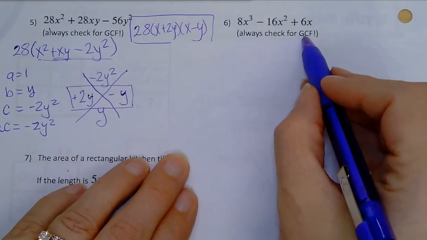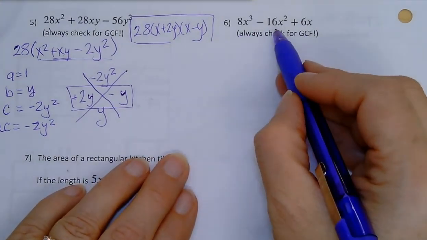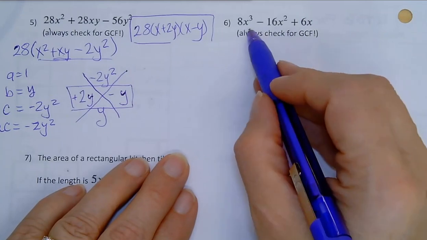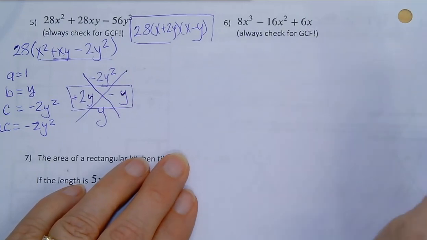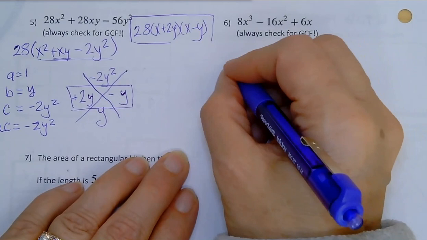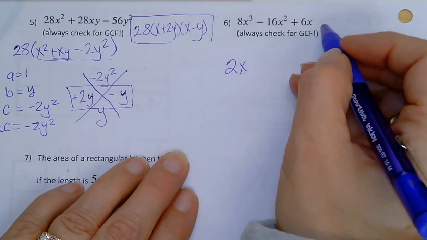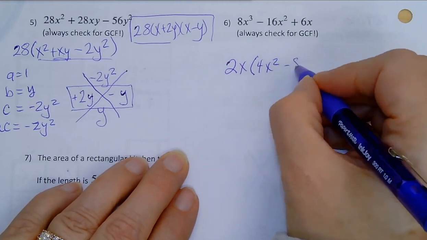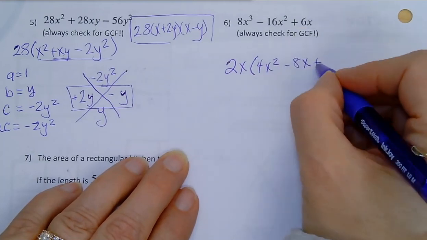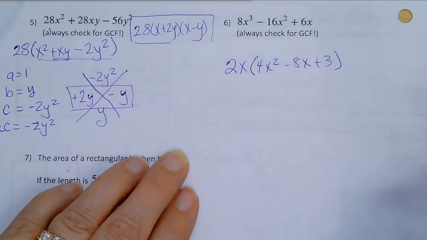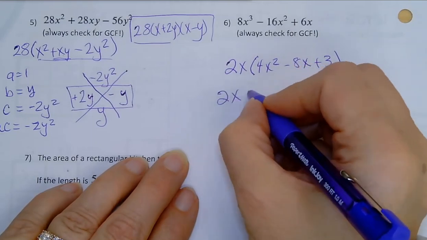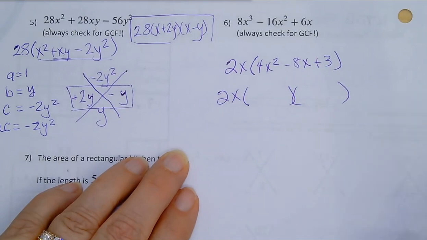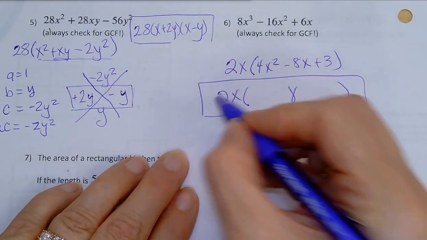Okay, check for a greatest common factor. I have 8, negative 16, and 6. I can pull a 2. I have x cubed, x squared, x. I can pull an x. So I'm going to take 2x out of all of those guys. I'm left with 4x squared minus 8x plus 3. Okay, so I know my answer is probably going to be 2x times some binomials, yeah? That's probably my answer. That's my skeleton.